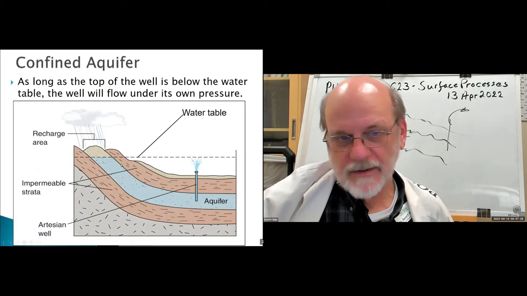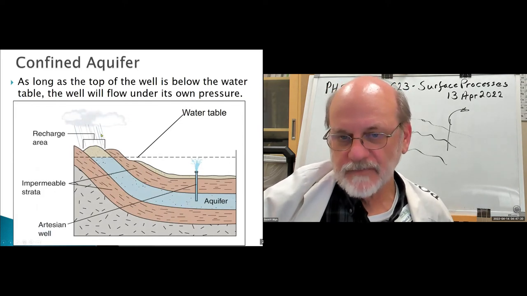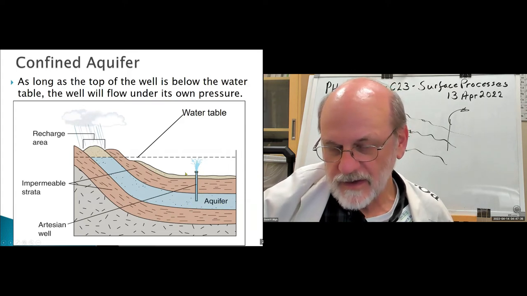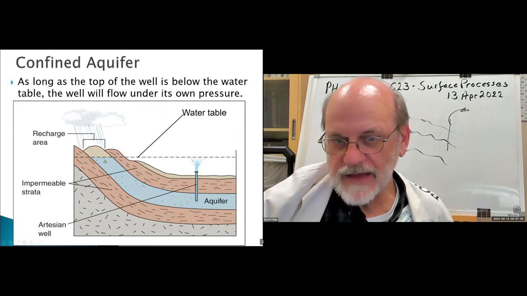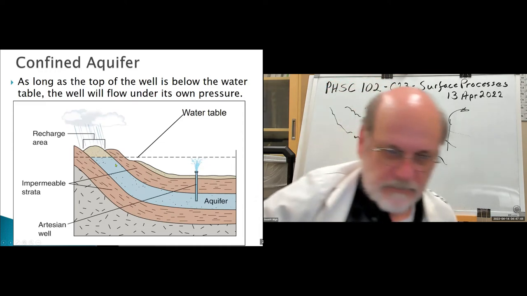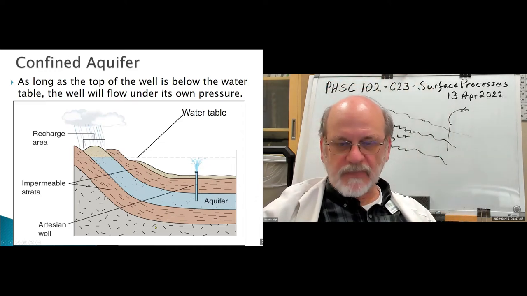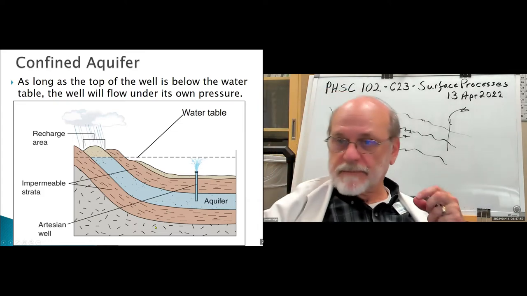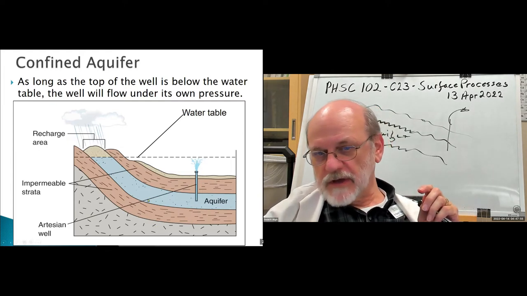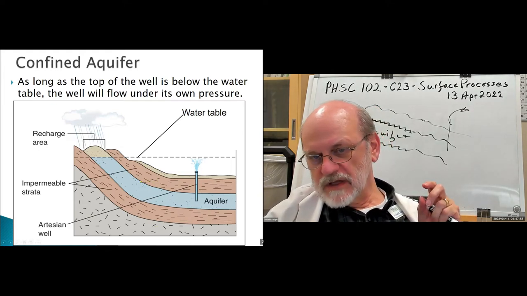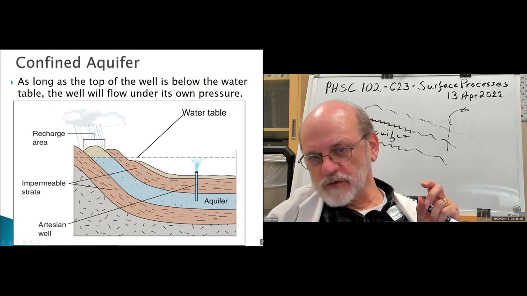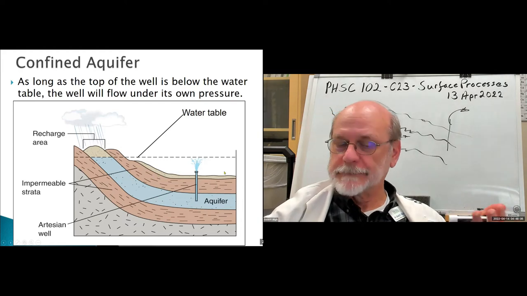All right, here's an example. So here's the recharge zone. And here's the aquifer at some lower level. Notice that the level there is below the highest level of the water table in the aquifer. Sometimes, rather than drilling a well, you can get springs, right? So if there's a break down here in this upper impermeable layer, then the pressure here can force water out that spring and it'll flow across the surface.